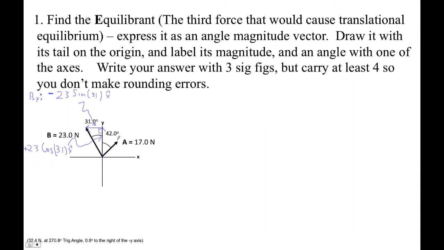let's try red, okay? Let's draw the components of A. So the components of A look like this. Like that, right? And this component is, what is it? It's 17 times, and then it's opposite that angle, so it's going to be sine of 42. And that's going to be in the positive x direction. And then this component here, that's positive 17 cosine 42, and that's going to be in the y direction.